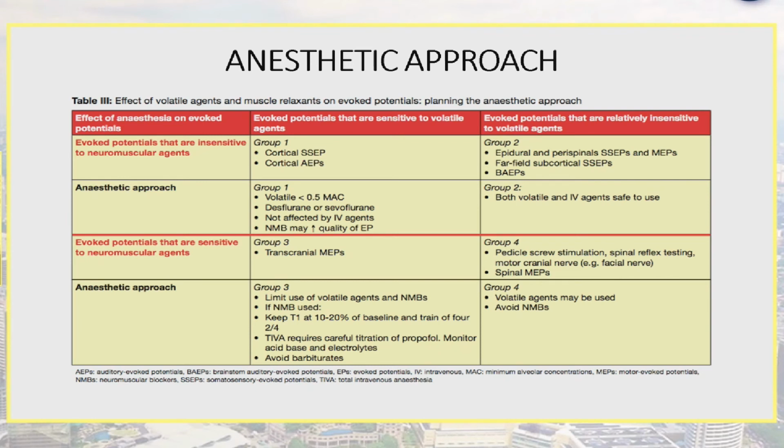And if we go to group 4, whereby we do stimulating EMG and spinal motor evoked potential, we have to avoid, if possible, volatile agents because they have a dose-dependent effect also, and avoid neuromuscular blockade because we want to see the response of the compound muscle action potential also.